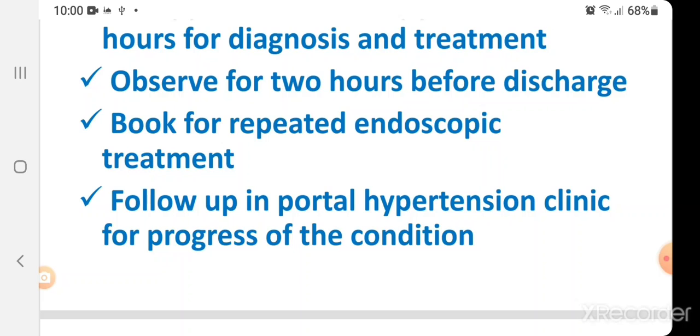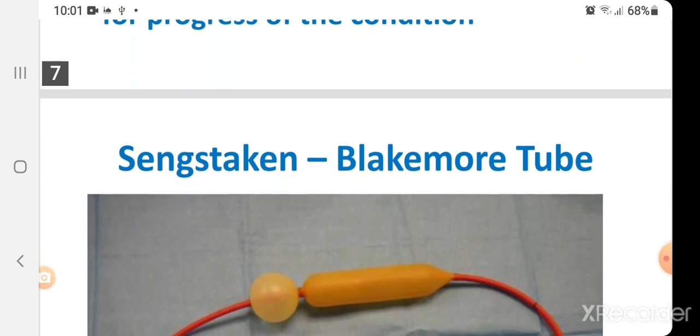We have an endoscopic unit where these patients come regularly to be injected, or to have banding to close the varices of the esophagus or stomach. And then follow up in the portal hypertension clinic for progress of the condition. Even after the closure of the varices by endoscopy, the patient has to follow in the portal hypertension clinic for life. It is a long follow-up.